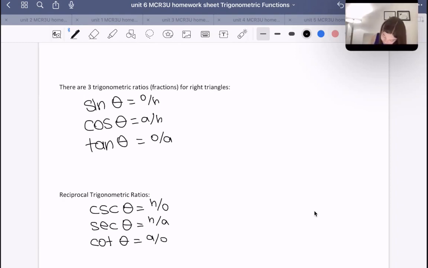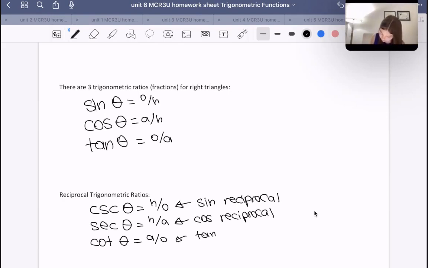So CSC is related to sine. Secant is related to cosine. And cotangent is related to the tangent. So it's good to take note of these. However, these aren't really, solving wise, these aren't necessarily as crucial, but still is important to know them. They're just not as important as the primary trig ratios.